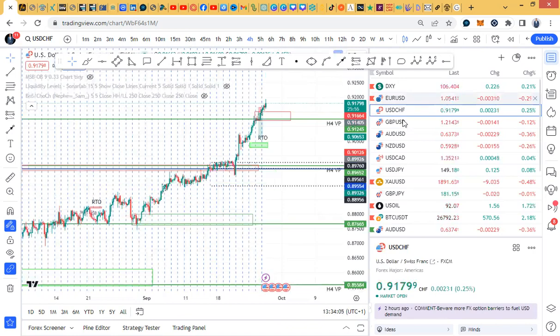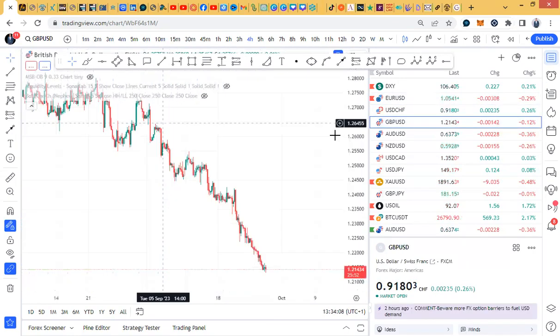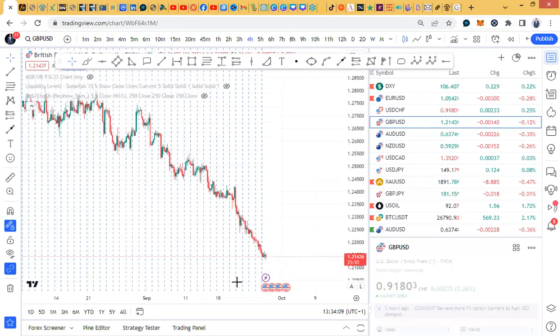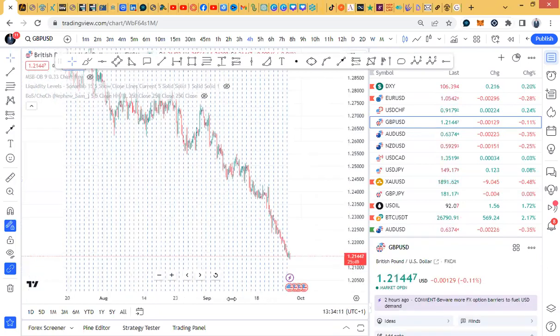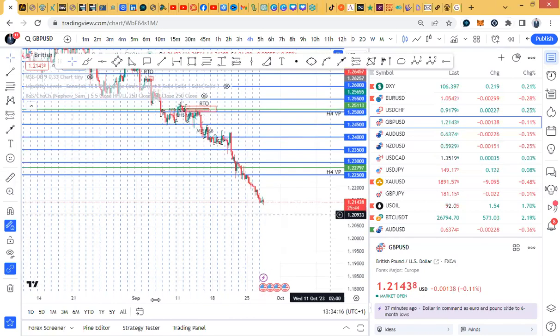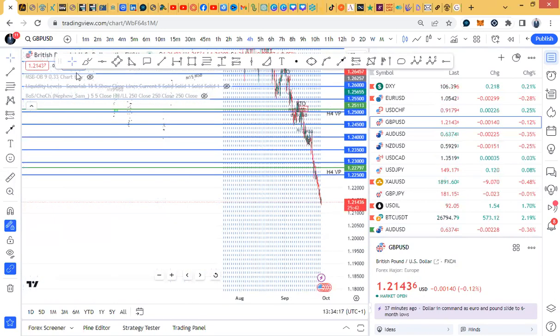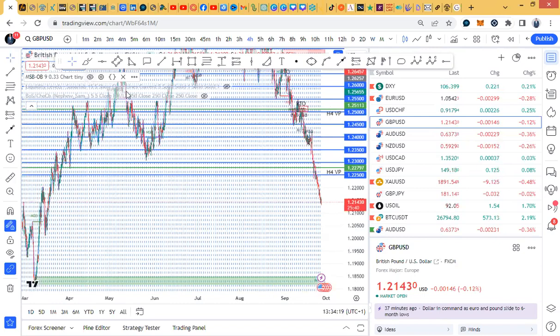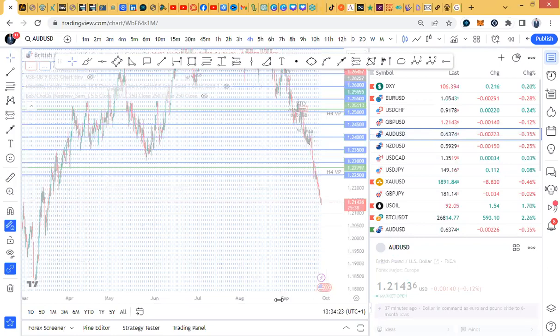Okay, this is out of bound. Massive sales on GBP USD. Massive sale. Going to no man's land. Massive sale. I'm just going to leave this now. Yes, GBP USD.